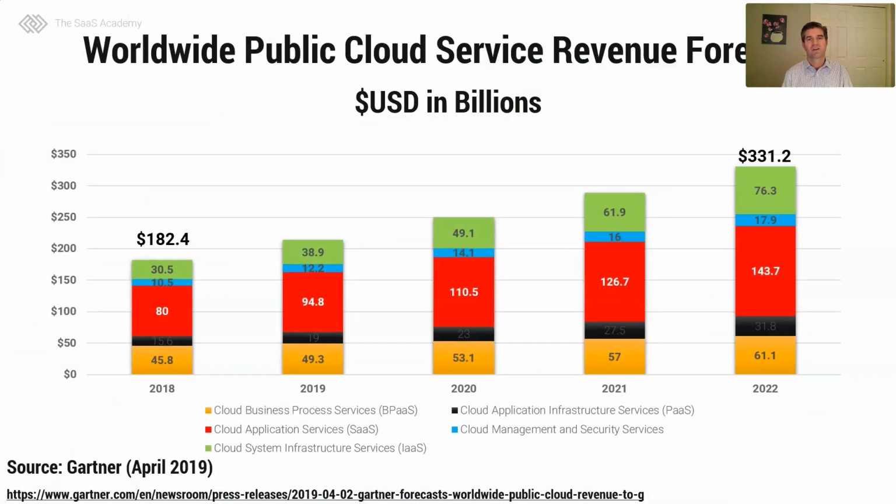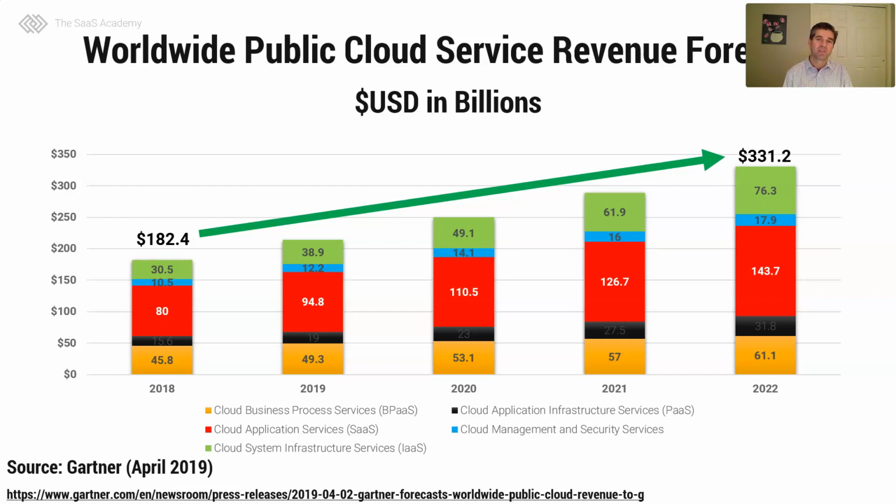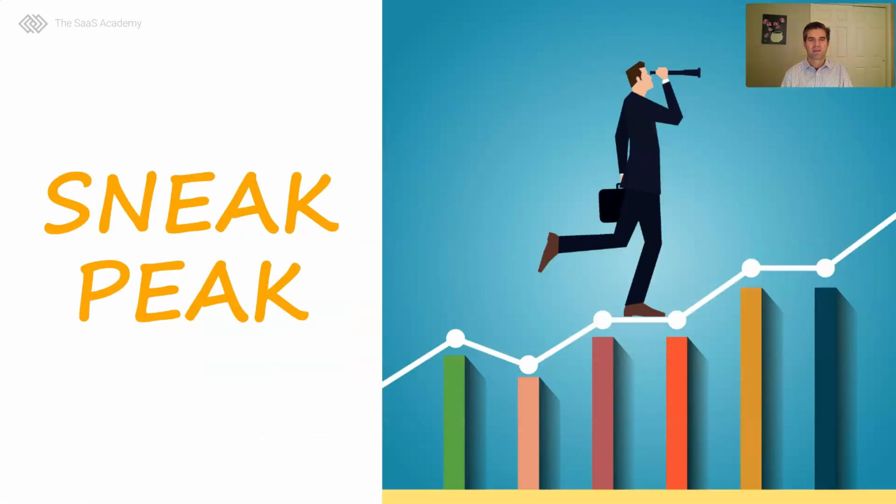And the SaaS market is growing tremendously. This is a survey from Gartner that shows the public cloud market from 2018 to 2022, going from $182 billion to $331 billion in 2022. And in red is the SaaS portion of that, going from $80 billion, almost doubling, up to $143 million. So these SaaS metrics are very relevant today and in the future.